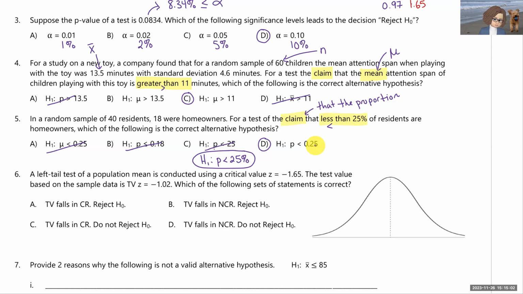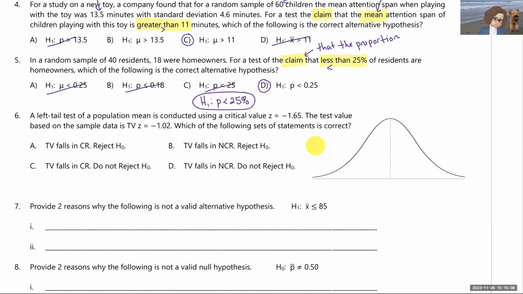Okay, number 6. A left-tail test of a population mean is conducted using a critical value of negative 1.65, and the test value based on the sample data comes out to be negative 1.02. Which of the following statements is correct?